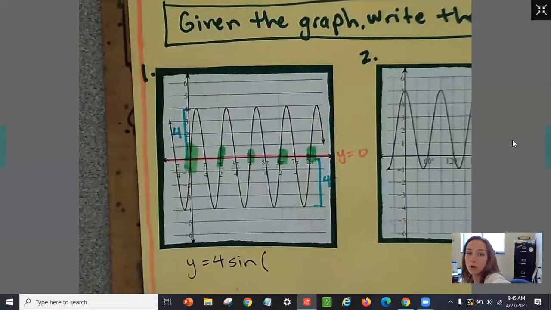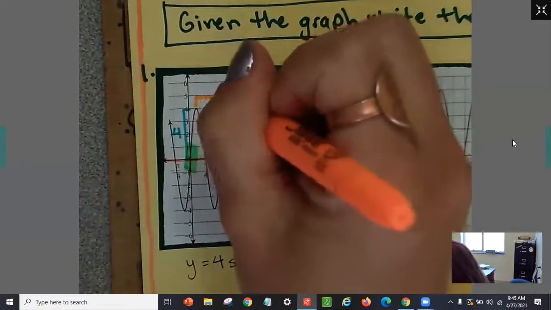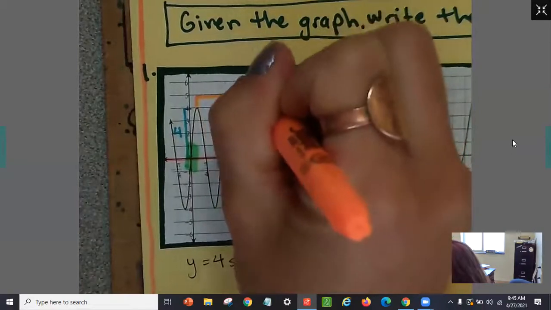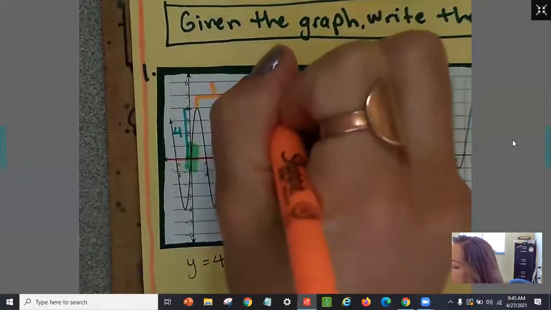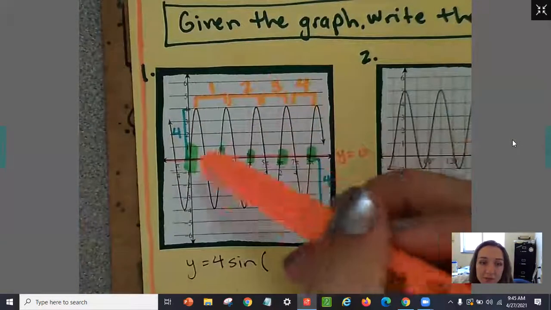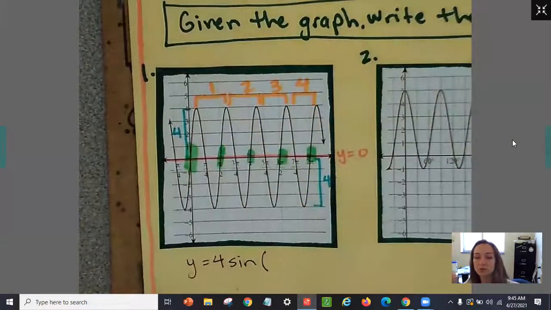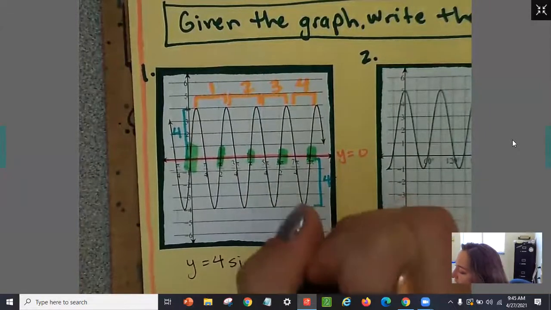So we had one wave here. And that doesn't look exactly correct, but 2 waves here, 3, and then 4 in 2 pi. Okay, so since we had 4 waves in 2 pi, that means that our b value is going to be 4. Or you could have said the period is pi over 2. So if you do 2 pi divided by pi over 2, you will get 4. So either way, you want to do that there. But there are 4 waves in 2 pi, so we're going to write 4.